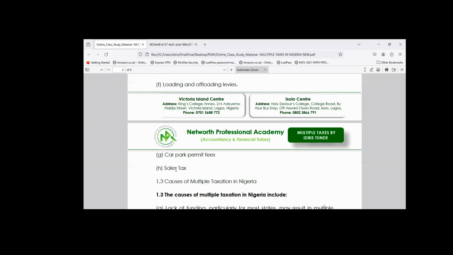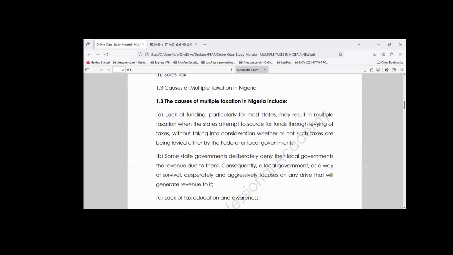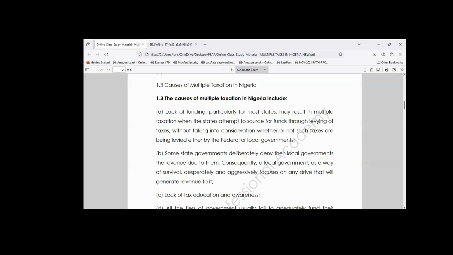So sales tax is another example of multiple tax. Now, let's look at the causes of multiple taxation in Nigeria. What are the causes? Why do we have multiple taxation in Nigeria? Number one, lack of funding. Lack of funding, particularly for most states, may result in multiple tax.